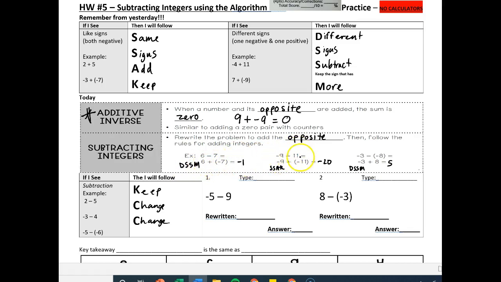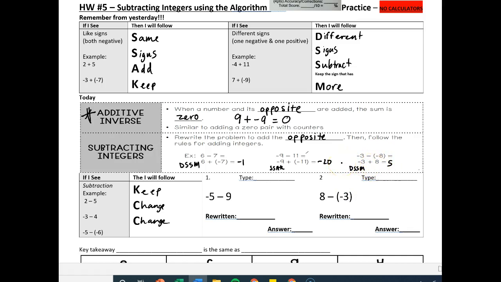Negative 9 minus 11 becomes negative 9 plus, that's positive 11, so negative 11. That's an SSAK, you get negative 20. Negative 3 minus negative 8 becomes negative 3 plus a negative 8. The opposite is 8. Negative 3 plus 8, so that's a DSSM, and your answer is 5 because you had more positives.